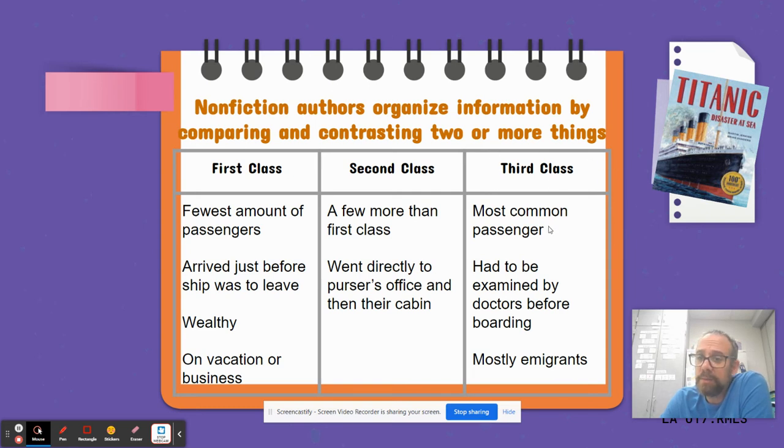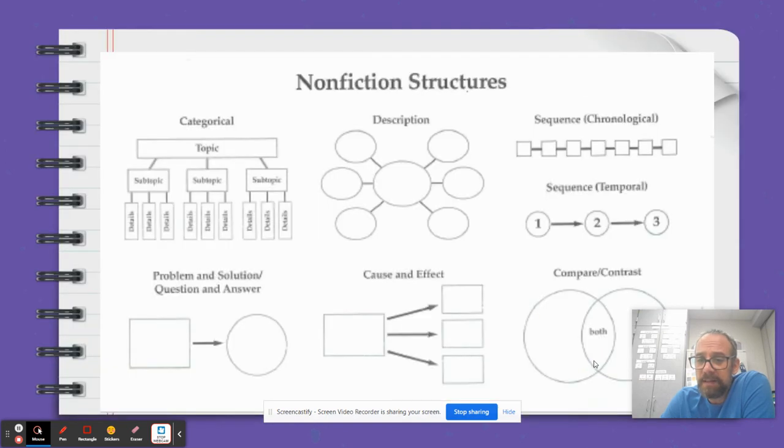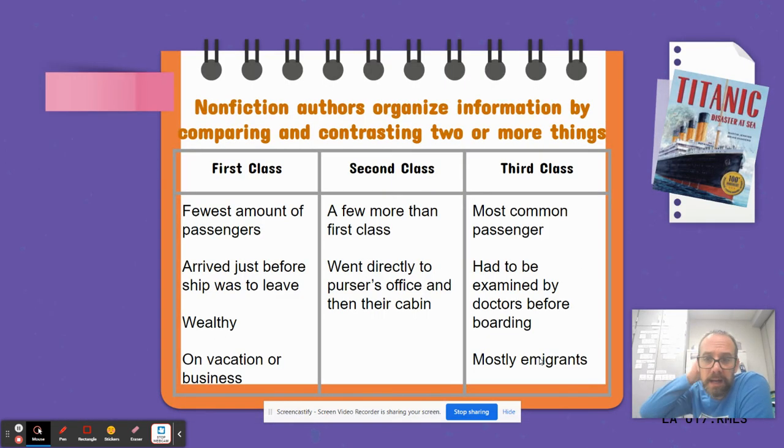For third class, it was the most common passenger. It said there were 500 of them in the book. They had to be examined by doctors before boarding. They were mostly immigrants, and they were trying for a better life. The second class, there were a few more than first class based on what was on that page. And then they went directly to the purser's office and then to their cabin. And then the first class passengers, they were the fewest among them. They arrived just before the ship was to leave. They were wealthy. They were either on vacation or there for business.